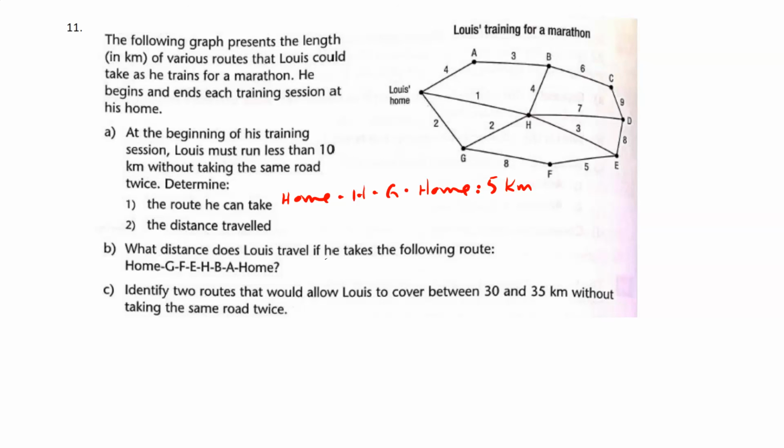Part B. What distance does Louis travel if he takes the following route? Home to G to F to E to H to B to A and back home. We add up the distances. 2 plus 8 is 10, plus 5 is 15, plus 3 is 18, plus 4 is 22, plus 3 is 25, plus 4 is 29.